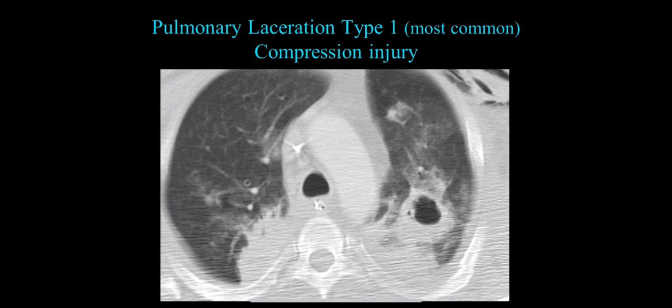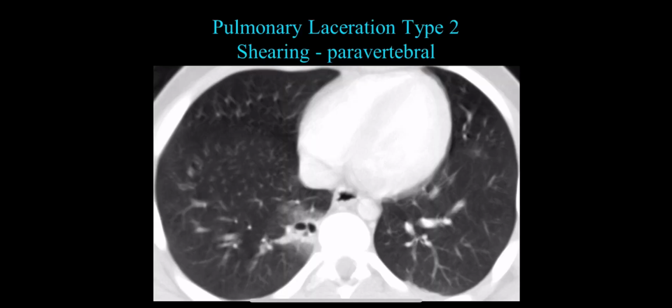Lacerations can be divided into several types. Type 1 is the most common, and it's a compression injury, and typically is an intraparenchymal consolidation or ground glass with a cystic space. Type 2 is a shearing mechanism and classically are in the paravertebral region, as in this case we see a small pulmonary laceration in the right paravertebral region in the right lower lobe.